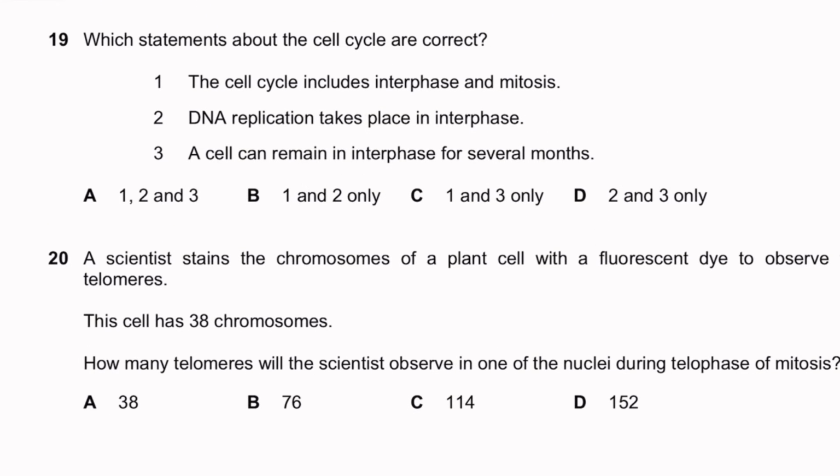And then which statements about the cell cycle are correct? The cell cycle includes interphase and mitosis. Okay, the cell cycle is going to include all the processes, whether it's interphase, mitosis, S phase. Interphase is going to include G1, S phase, and G2. And then DNA replication takes place in interphase. That is true. And then a cell can remain in interphase for several months. That's actually correct. So it's really 1, 2, and 3.